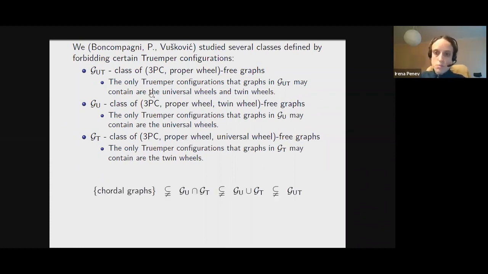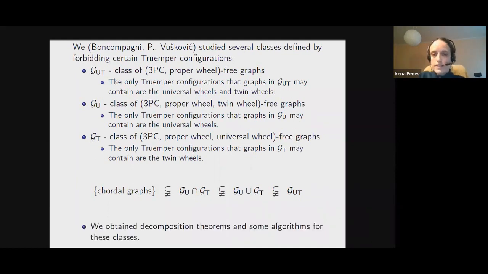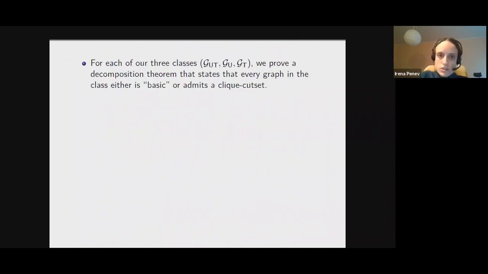And now here's just a small observation. Chordal graphs are a subclass of each of these classes. Okay, and now these classes, I mean, they're incomparable, right? Neither is a subclass of the other, but obviously these 2 classes are both subclasses of this big class. So what did we do with this? Well, we obtained certain decomposition theorems and also certain algorithms for these classes.